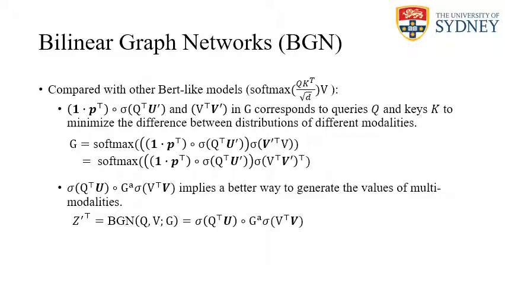Compared with other BERT-like models, the low-rank bilinear pooling between Q and V in G computes the graphs to minimize the difference between distributions of different modalities. And also, the element-wise product between Q and V implies a better way to generate the values of multimodalities.